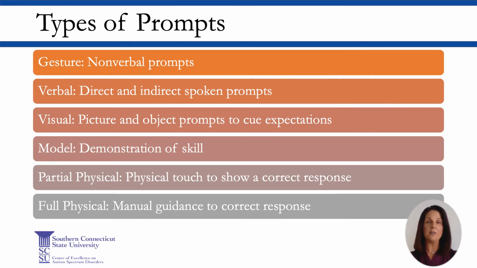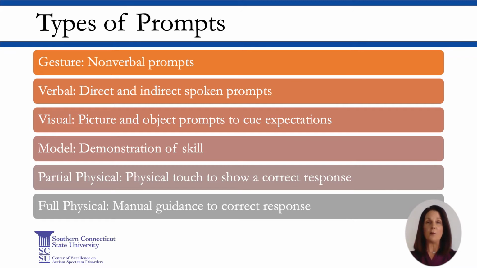And here are some of the different types. I will explain each one briefly, and then in the following slides, I'll provide more detail and examples. A gesture is a nonverbal prompt. It's something like nodding or pointing the student toward an answer that we want them to get correct. There are also verbal prompts. There are direct prompts and indirect verbal prompts. So those are spoken words where you directly tell the student what to do to arrive at the correct answer, or maybe you provide a hint.